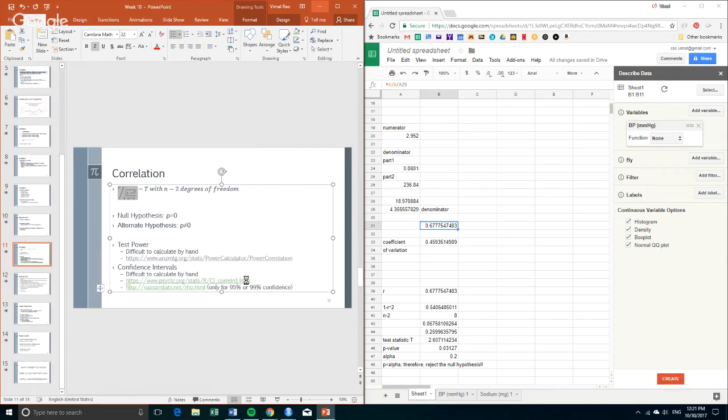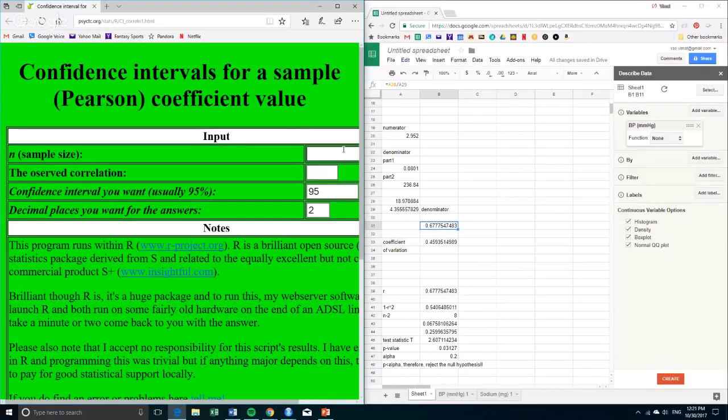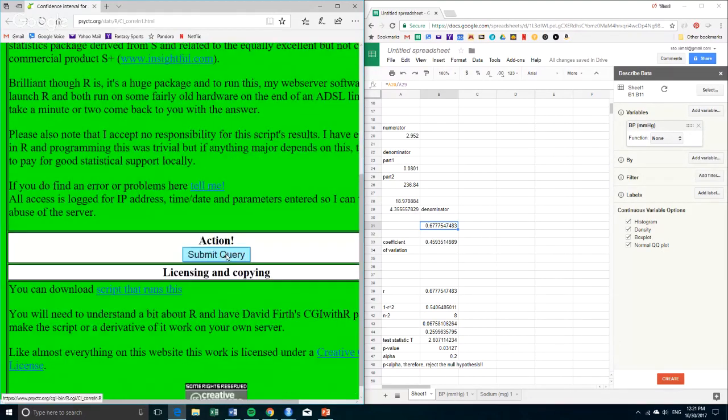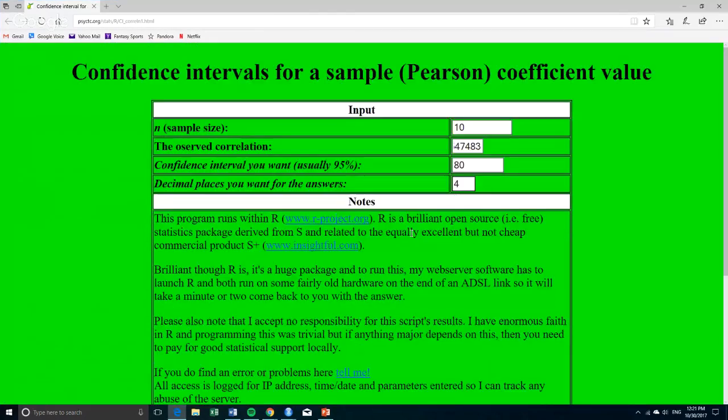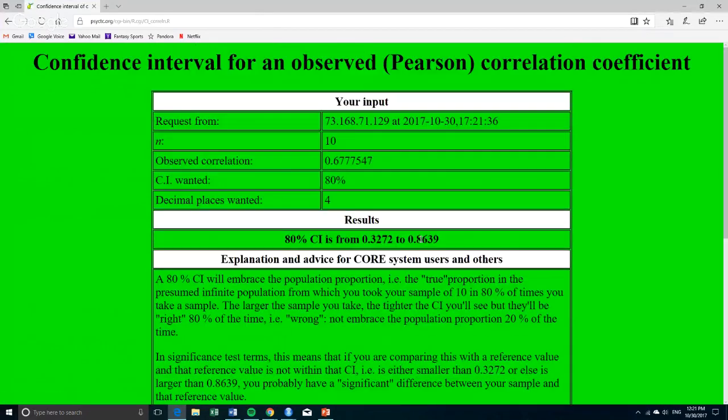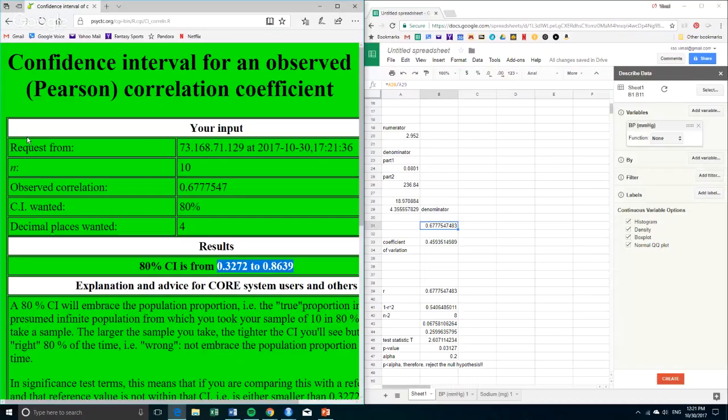Next, let's calculate a confidence interval. So again, I said this is kind of difficult to do by hand. So let us use this website. What we type in is 4 things. The sample size, which was 10. The observed correlation, 0.6777547483. And our confidence interval. Let's do our 80% confidence interval. I want 4 decimal places. And click Submit Query. And this tells me that my 80% confidence interval is between 0.3272 and 0.8639.